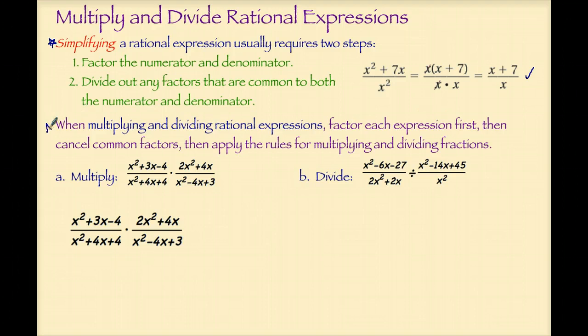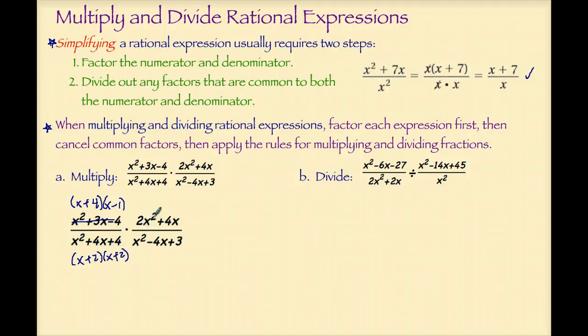So when multiplying and dividing rational expressions, we're going to factor each expression first, then cancel common factors, then apply rules for multiplying and dividing fractions. So first we're going to multiply these two rational expressions. I rewrote it down here so I can do some factoring. When I factor this numerator, I'm going to have x plus 4, x minus 1. That's the new numerator in factored form. Factoring this denominator gives me x plus 2, x plus 2.